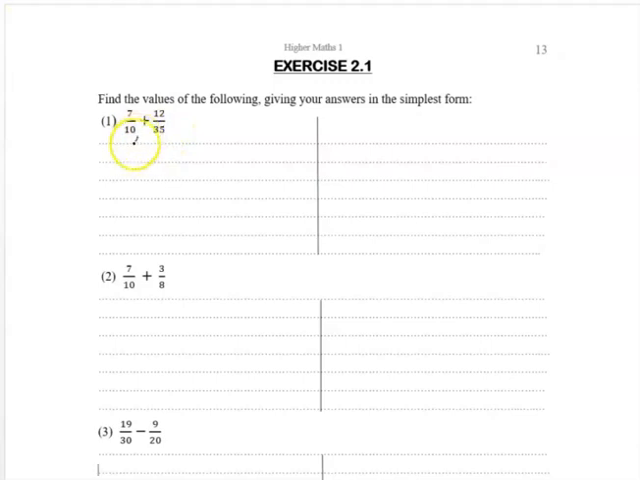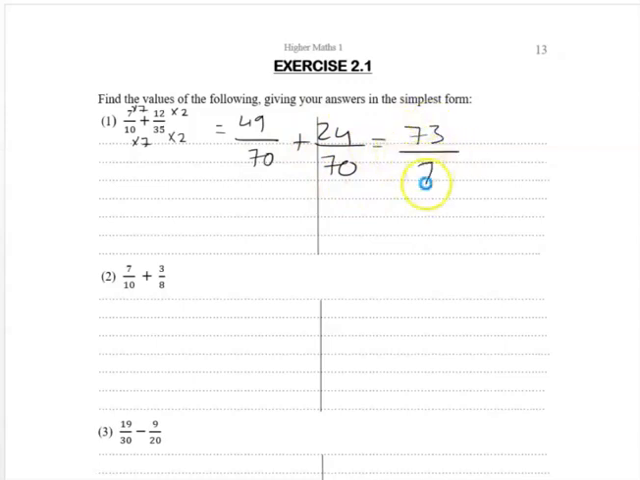Now 10 times 7 will give us 70, so it means that we times the numerator by this exact same number we times the denominator by. Now I'm going to times the denominator by 2 here to turn it into 70. I'm going to times the numerator by 2. We're going to get 49 over 70 plus 24 over 70. When we add them up, we get 73 over 70.